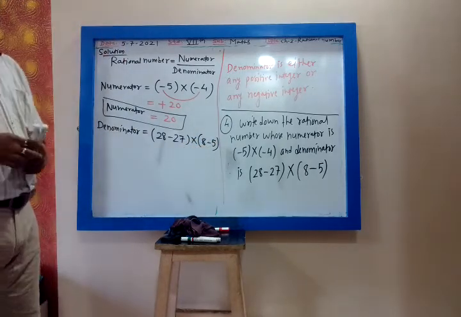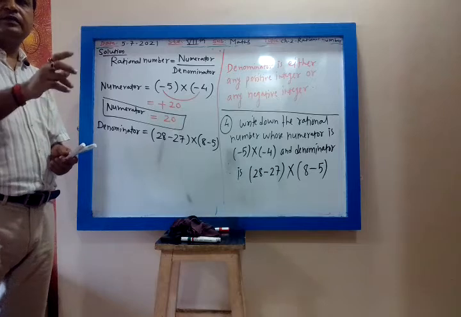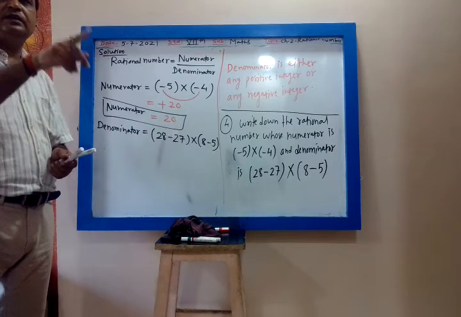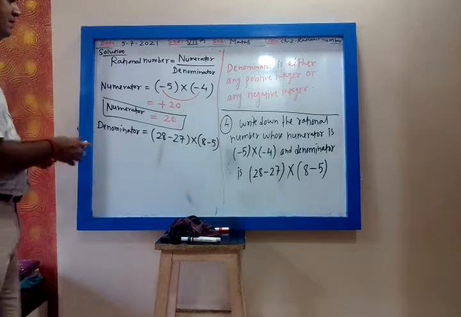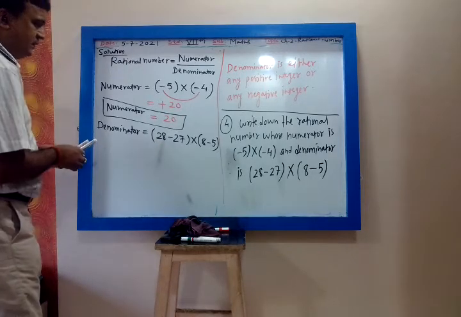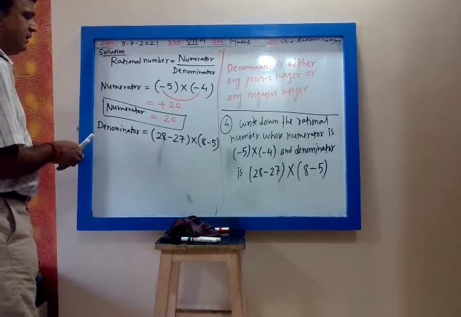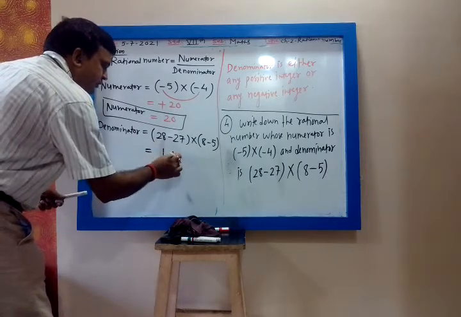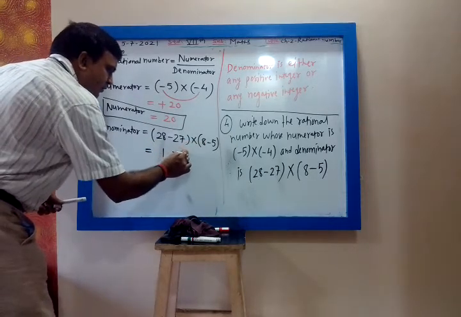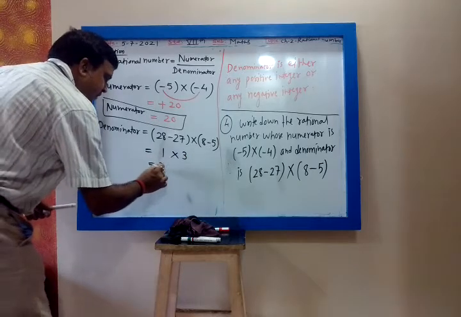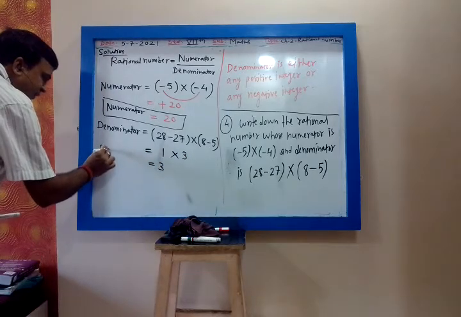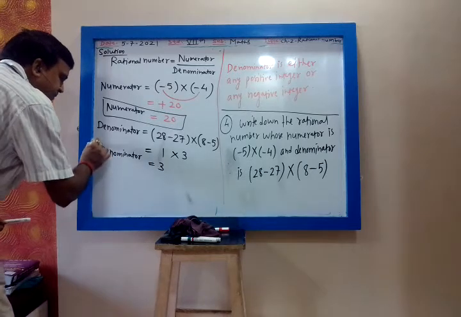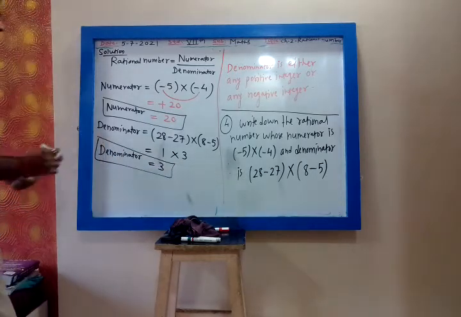And in integers we have seen various types of brackets: vinculum bracket, then parenthesis, then curly, then square bracket. First I will simplify the parenthesis. 28 minus 27 is 1, into 8 minus 5 is 3. 1 into 3 is 3. So this is my denominator. Denominator is 3.